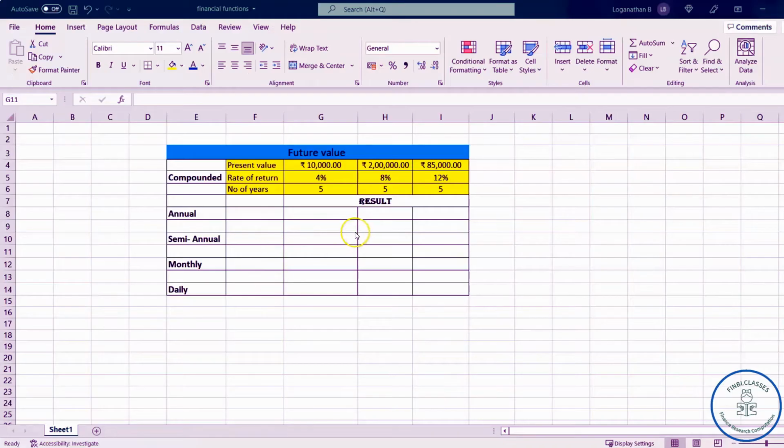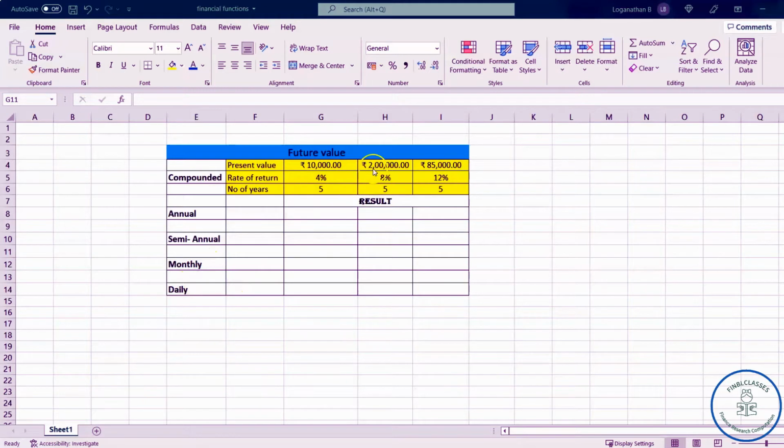In a similar way, we'll be finding another variable one by one with the help of Excel. In this case, we'll be calculating the future value of the amount given here. Here we have the present value, that is the amount that we have invested today. What will happen after 5 years if there is a rate of return of 4%, compounded annually, compounded semi-annually, compounded monthly, compounded daily? So what will be the result?